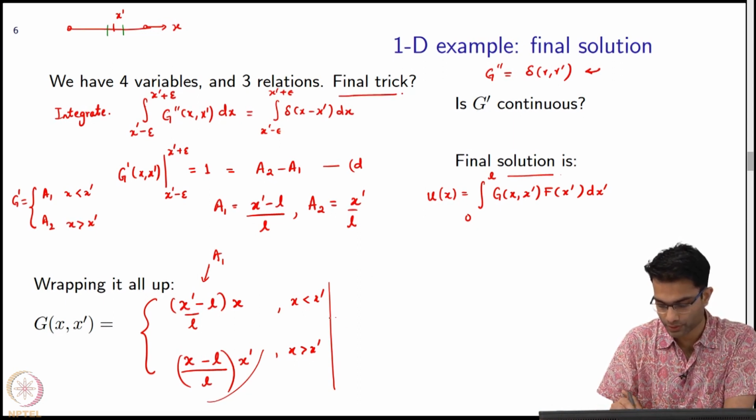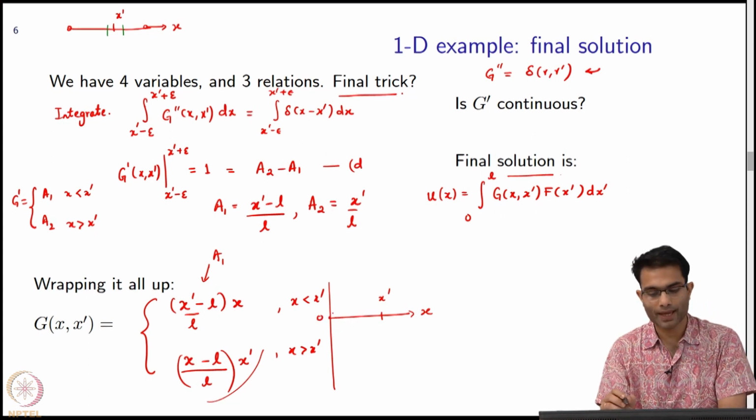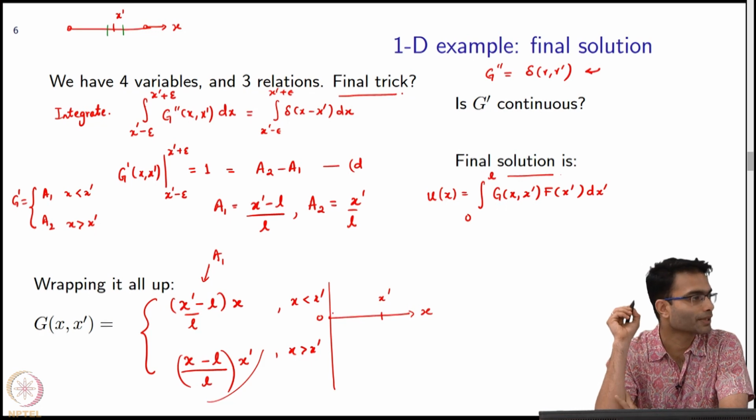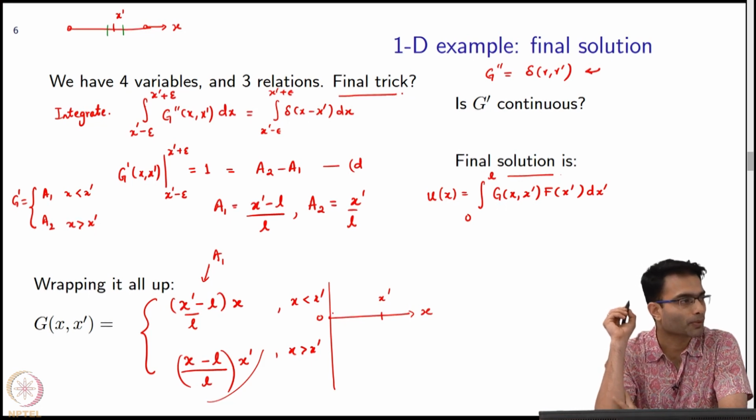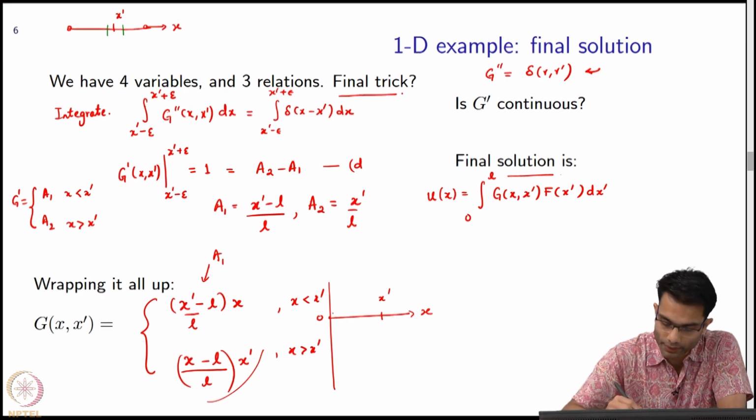So, this is my x axis and let us say this is x prime, okay, this is my 0. So, for x less than x prime, what does it look like? Both are straight lines, the slope is negative or positive? Negative, because x prime is less than L. So, it is a line that is going down like this, right.